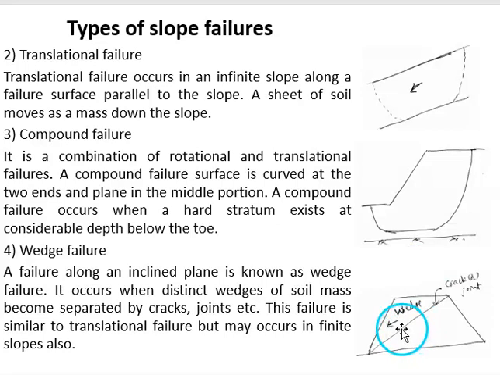Wedge failure. A failure along an inclined plane is known as wedge failure. It occurs when distinct wedges of soil mass become separated by cracks, joints, etc. This failure is similar to translational failure but may occur in infinite slopes also.